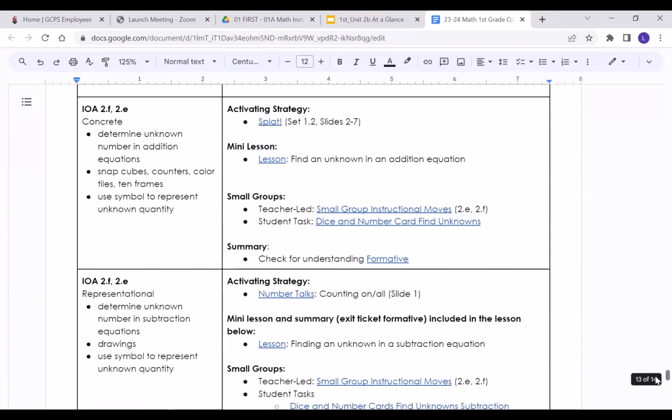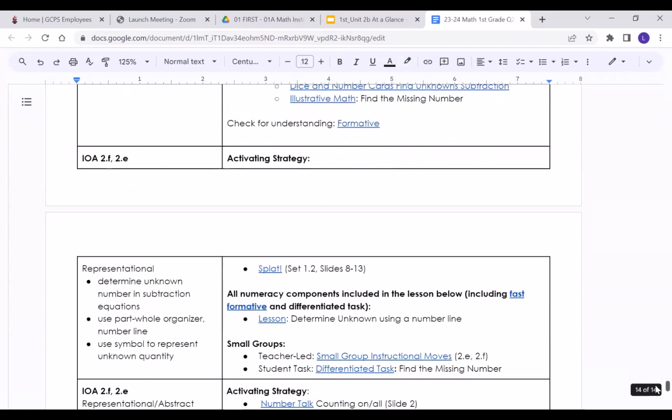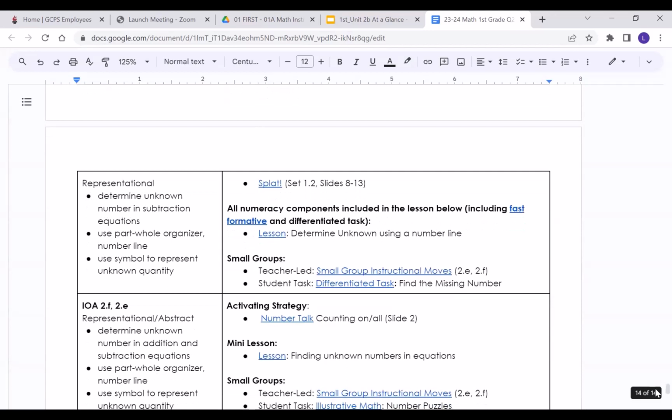IOA 2F is clustered with 2E for about 4 days as students use that understanding of the meaning of the equal sign to now make the equation true by determining the unknown in any position. They may do this with concrete manipulatives like snap cubes and counters, or using representational strategies like drawings or a number line. Keep in mind that students really have been doing this work all along as they have been solving a variety of problem types with the result, change, start, or part unknown.